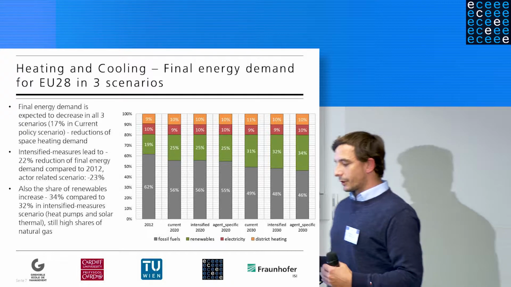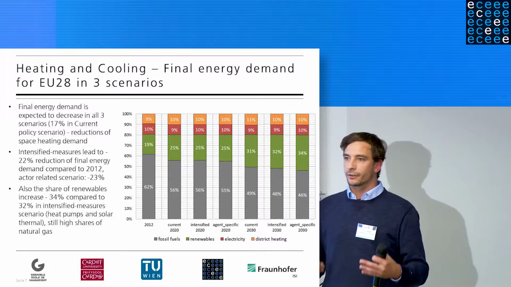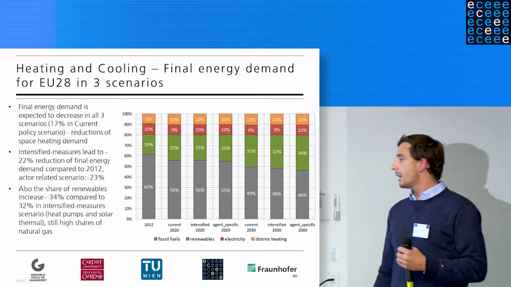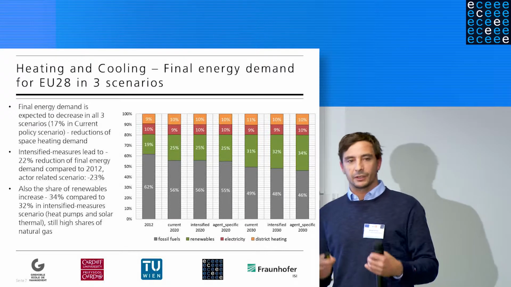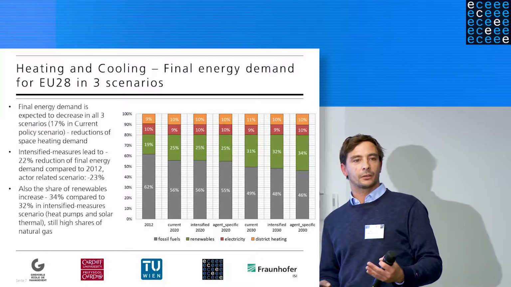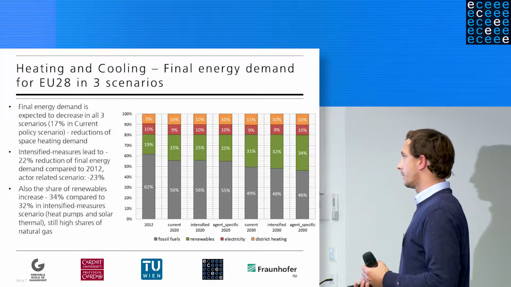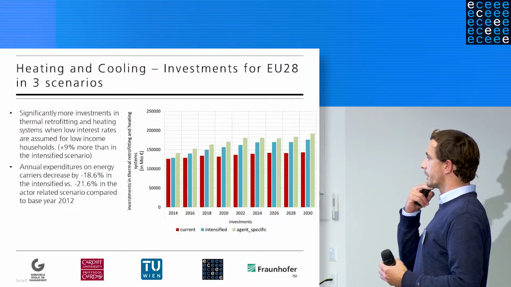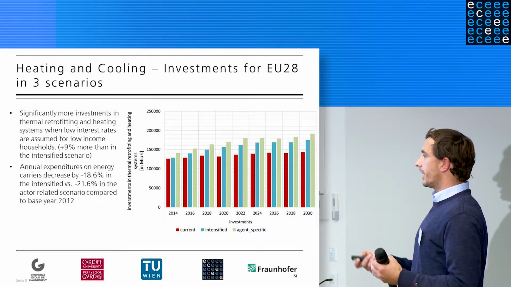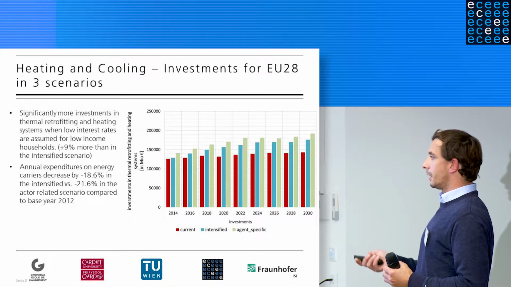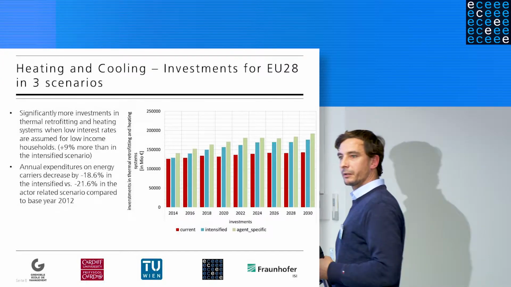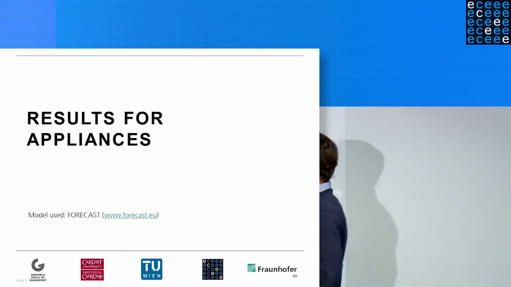And this is because the lower discount rates of low-income agents fostered investment into solar thermal plants and also heat pumps instead of direct electric heating. That's the main effect we could show here. Also, investments increased significantly, which is going to be part of the second presentation as well.